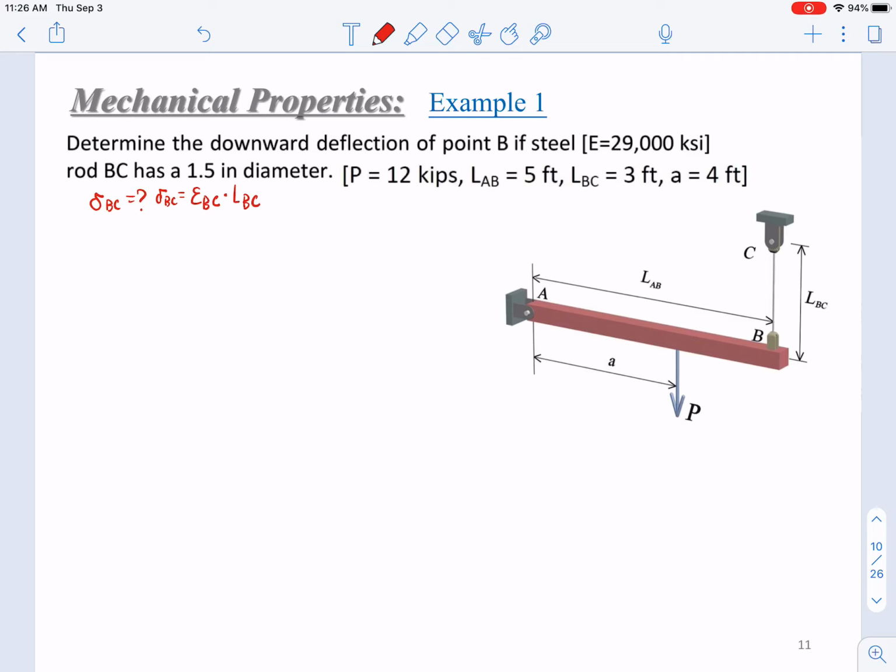But do we know epsilon BC? We don't know that yet. How can we solve epsilon BC? We don't know the deformation. So based on the equations from chapter 1, we have no way to calculate epsilon BC. But we just learned Hooke's law. Hooke's law told us that the stress equals E times strain. So the epsilon BC can be calculated from the stress in BC over E.